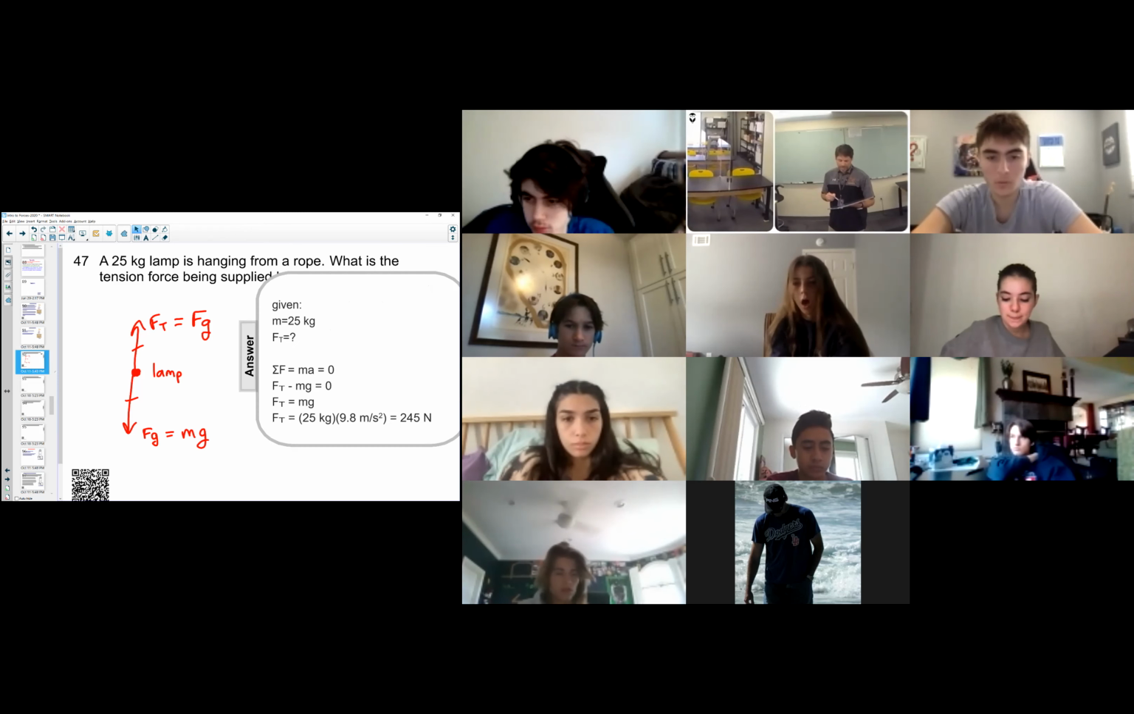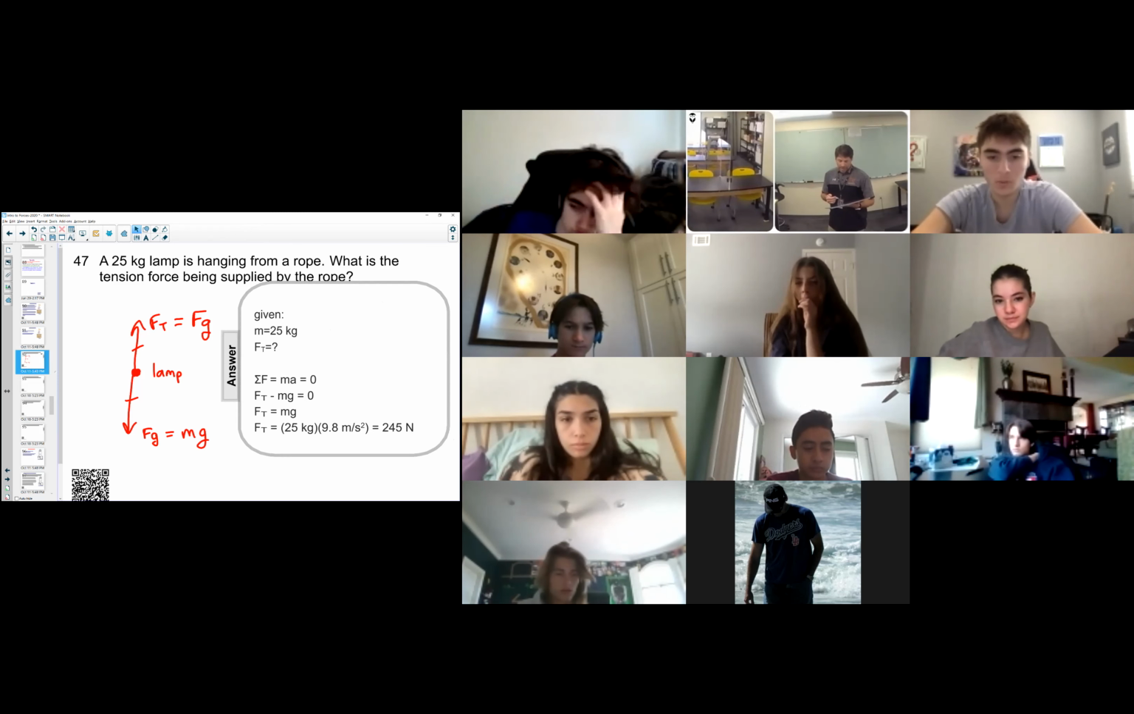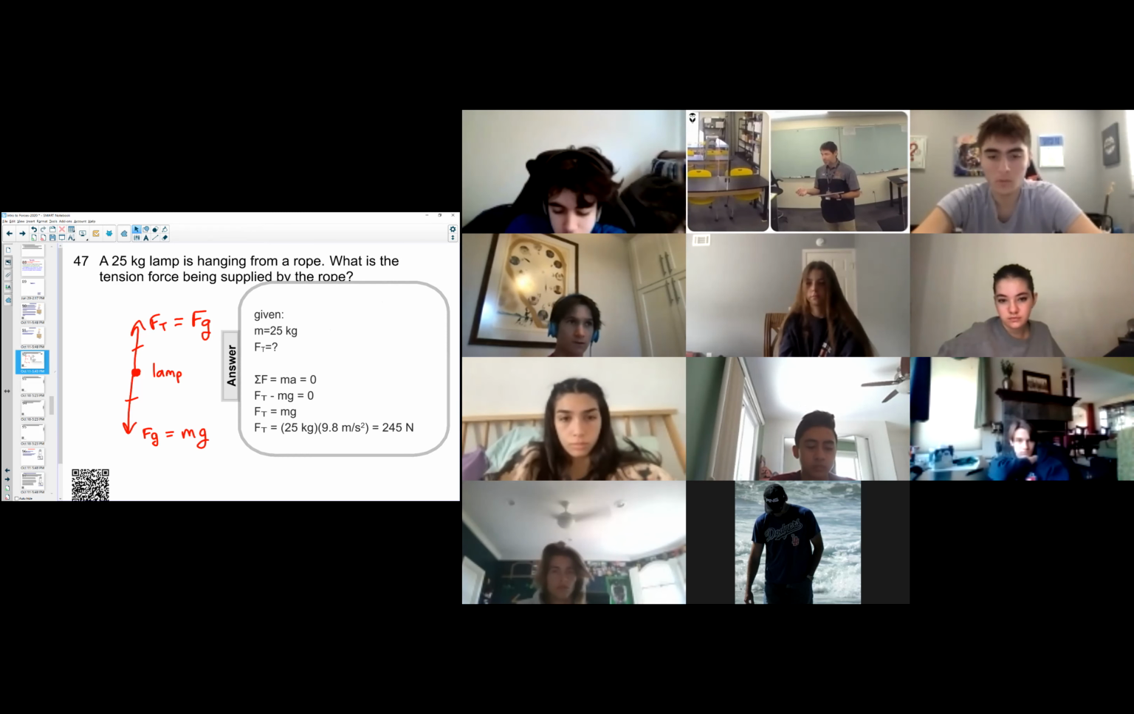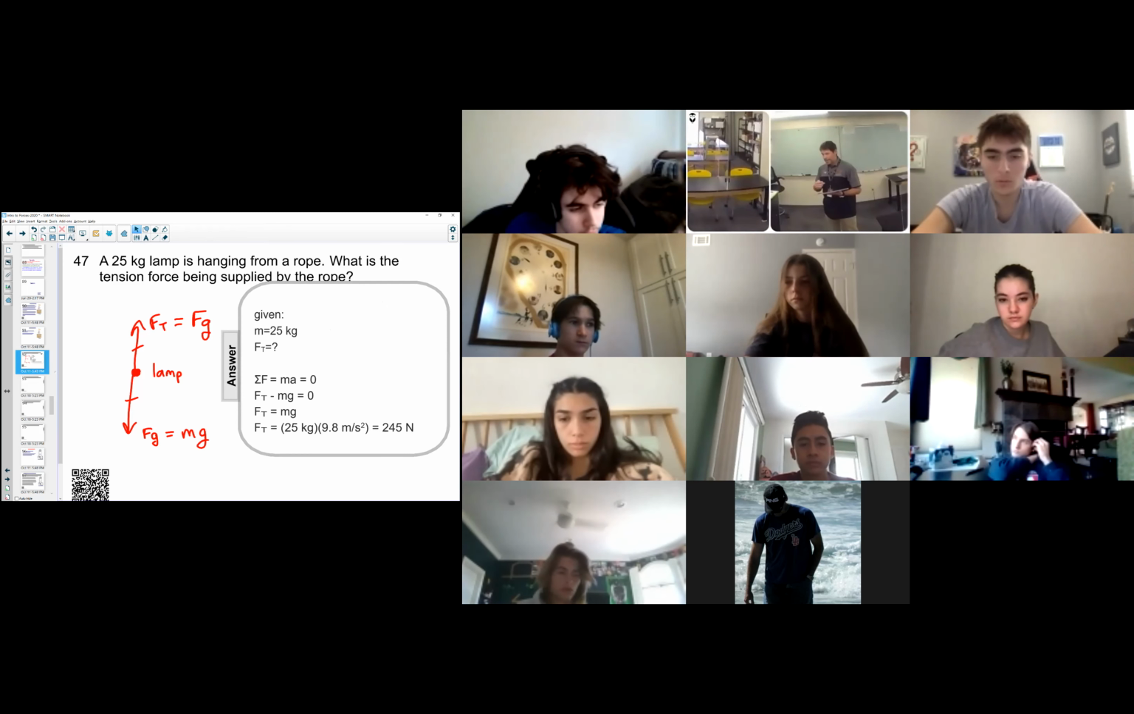They've said in the given part, we know the mass is 25 kilograms. We're trying to find the tension. We know the net force would be mass times acceleration, and it should be 0 because it's not going to be accelerating. We know the net force would also be the tension minus the weight, and that should also equal 0 because they have to be equal and opposite. So the tension has to equal the weight, and then the weight is 25 times 9.8, like I think Nat told us. And so we should get a weight force of 245 newtons, which is also the tension force.